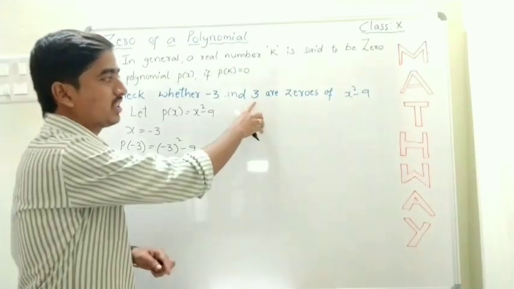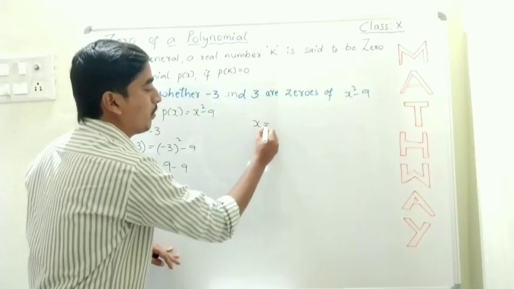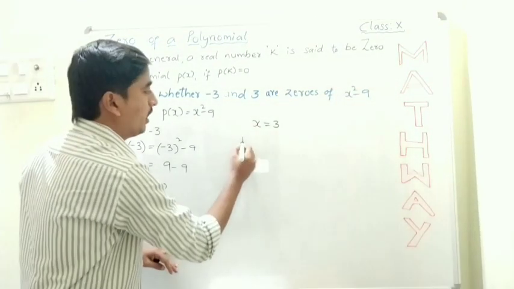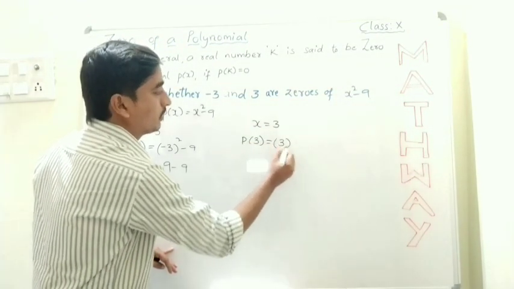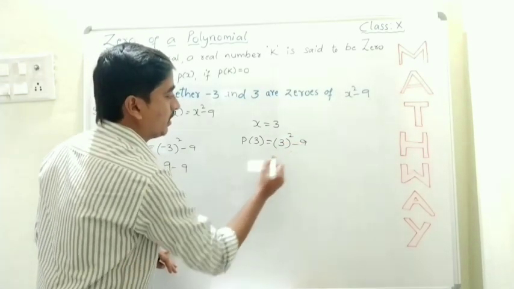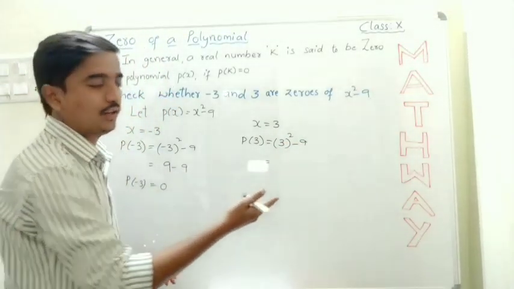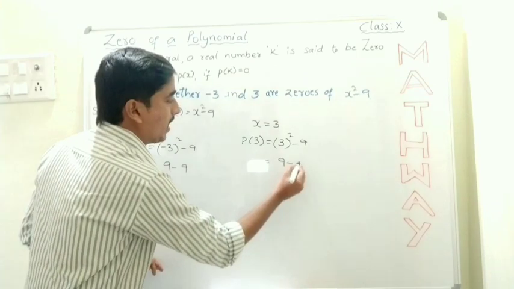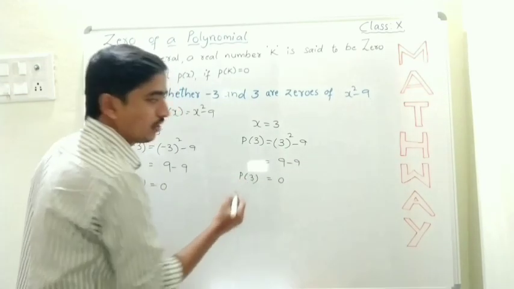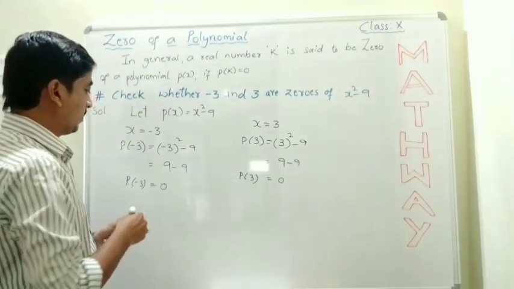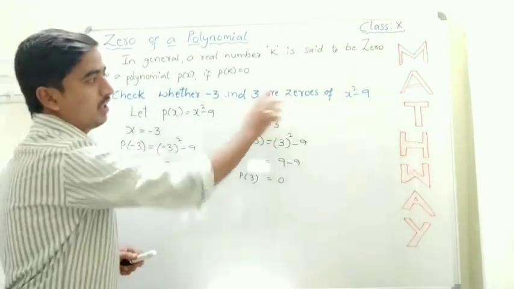In the same way, substitute the second value x equals 3 in the given polynomial. Then we get p of 3 equals 3 square minus 9. 3 square means 3 into 3. 3 threes are 9, minus 9. 9 minus 9 is also 0. So p of 3 is also 0. Therefore we can say that minus 3 and 3 are the zeros of the given polynomial.